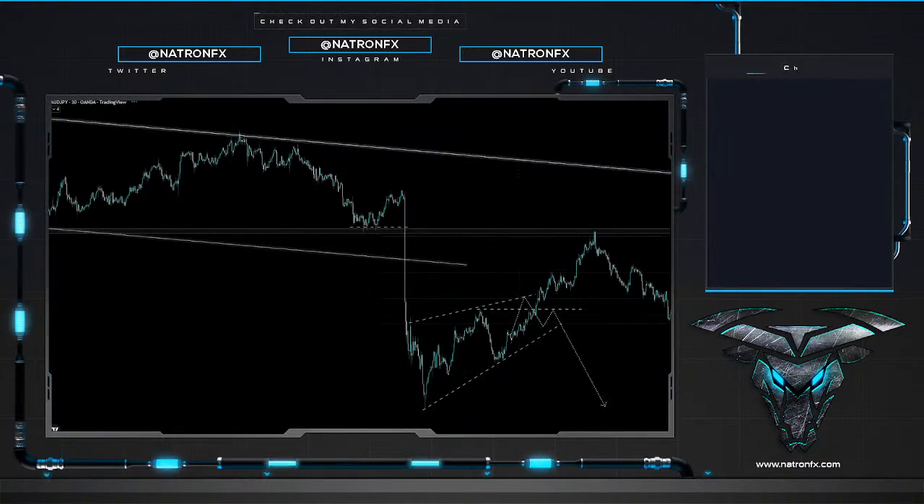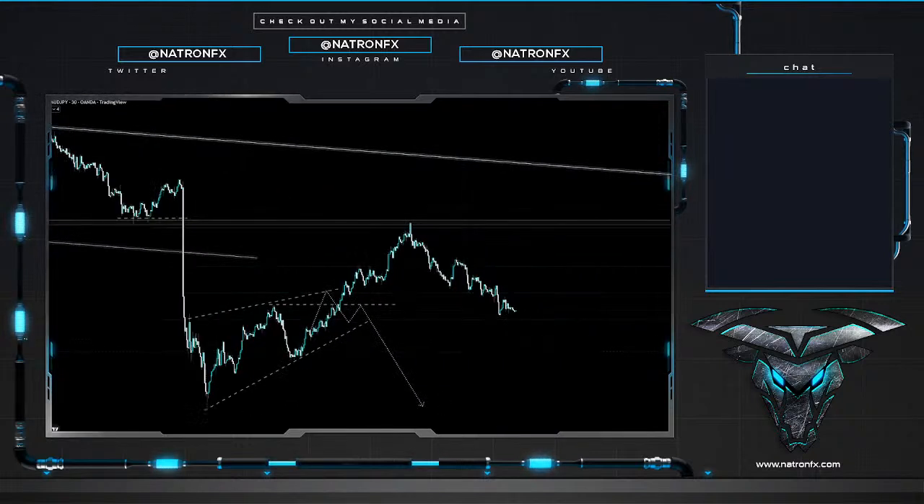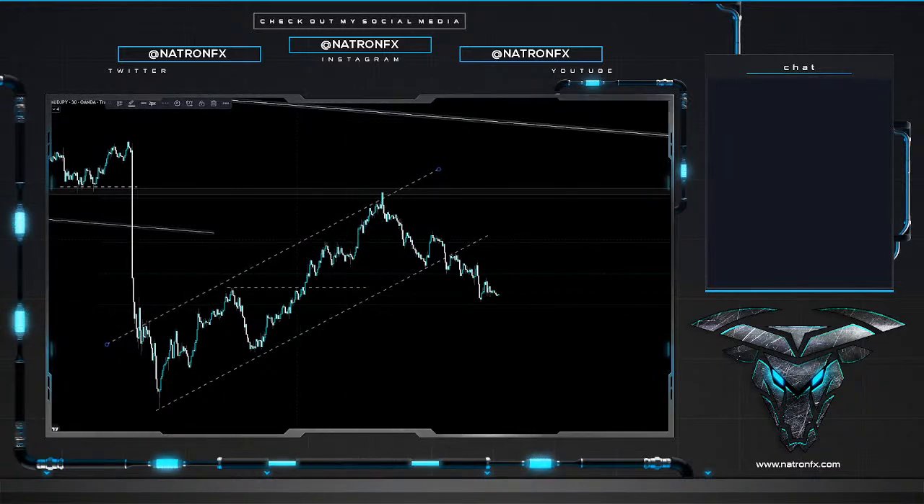Check it out. This is what we had drawn up before. Oops. So of course, we were looking for a break of this pattern here, but didn't get it. But we got it up here. I haven't been trading during the holidays or anything, so I haven't taken any trades.